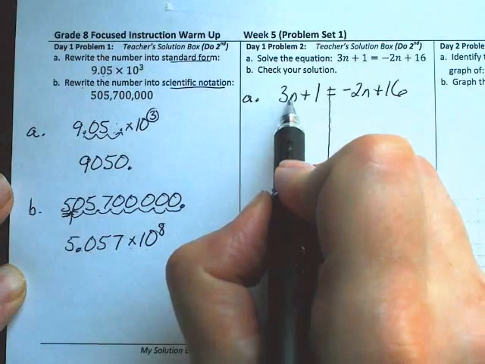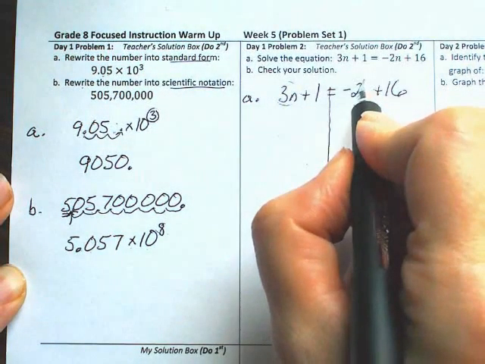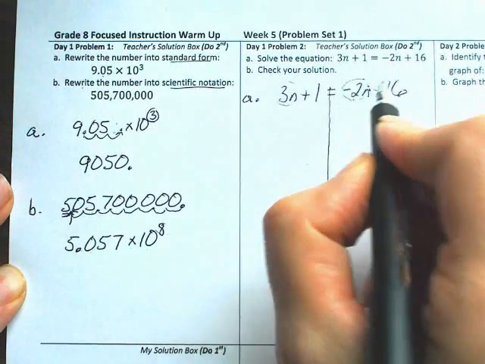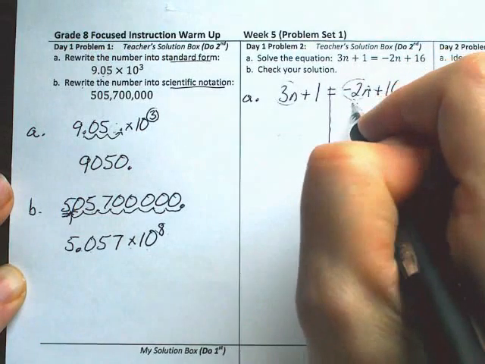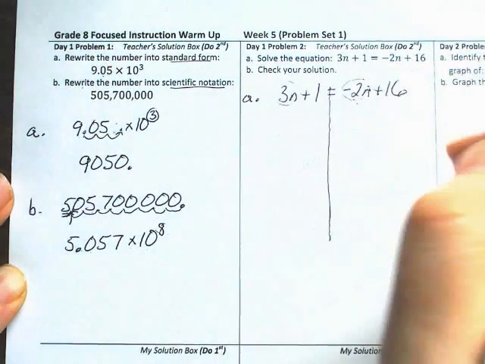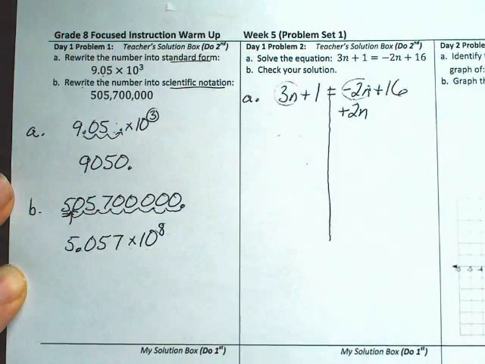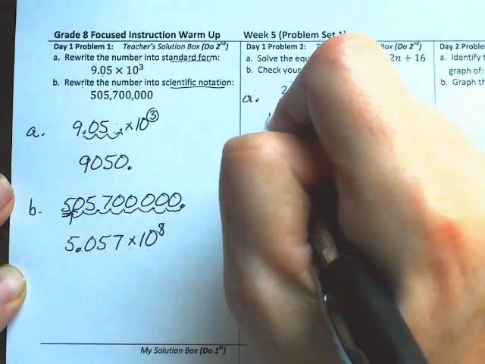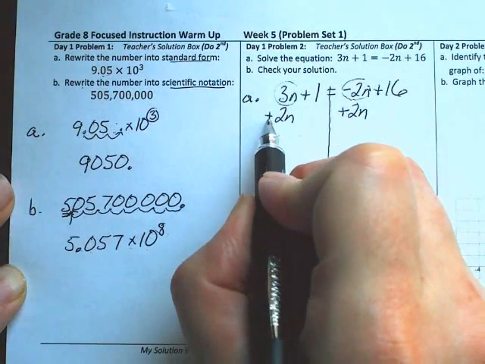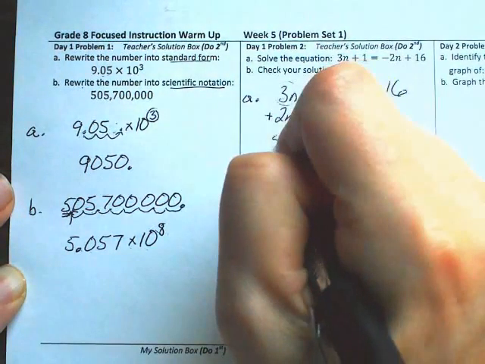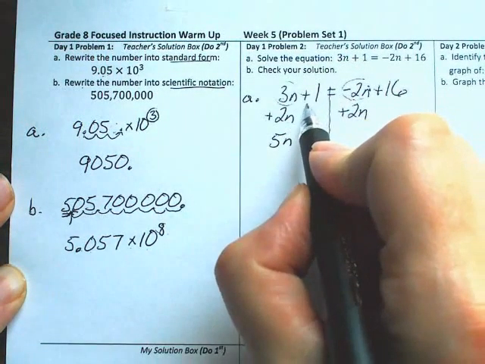I notice there is an n term here, but there's also an n term here. I'm going to remove this n term. So underneath the negative 2n, we're going to write add 2n. And the same on the other side of the equation, add 2n. 3n plus 2n is 5n.